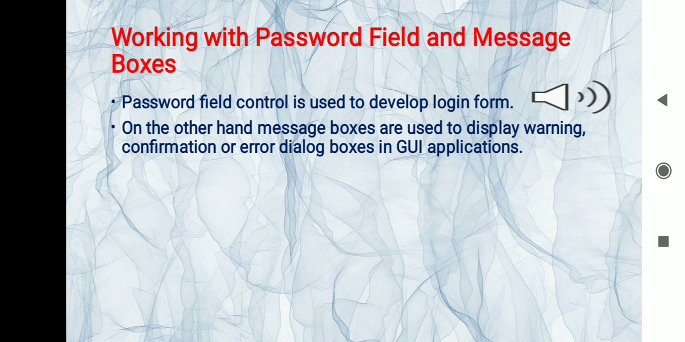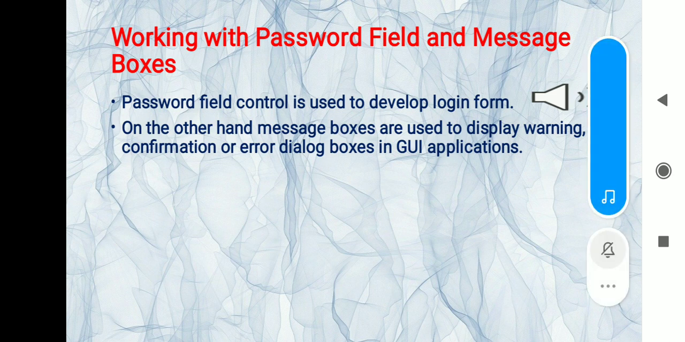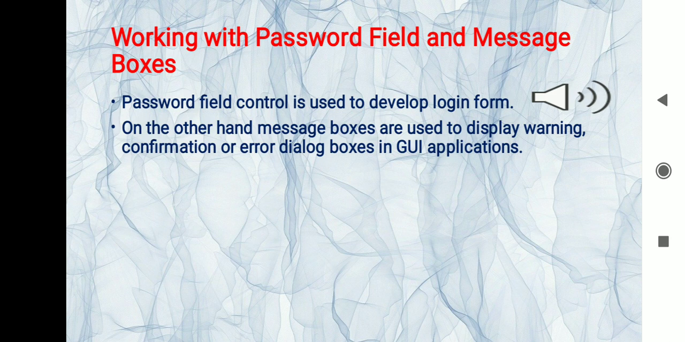Good morning students. Today I will discuss the last two controls of Java GUI components. Those are the password field and message box. Let's start with the password field control. Password field control is used to develop the login form.